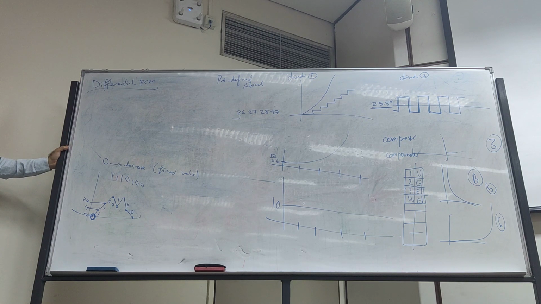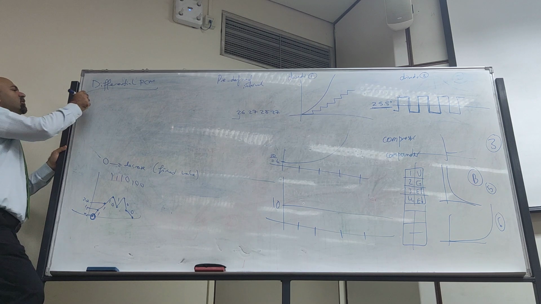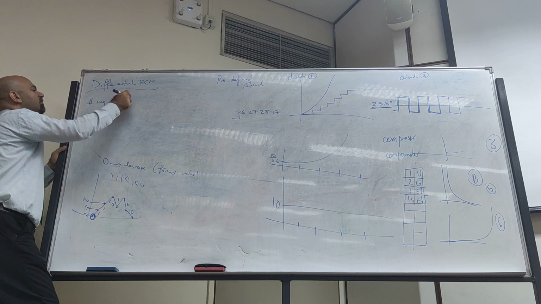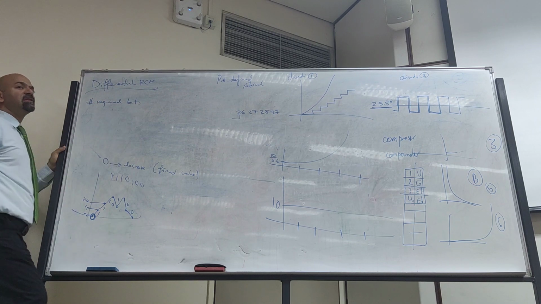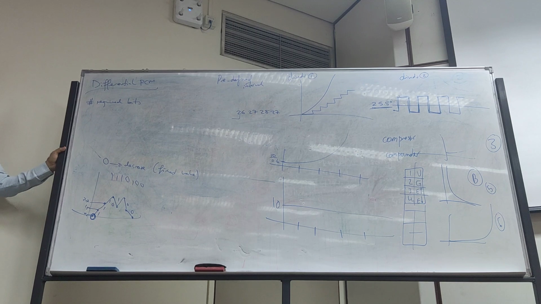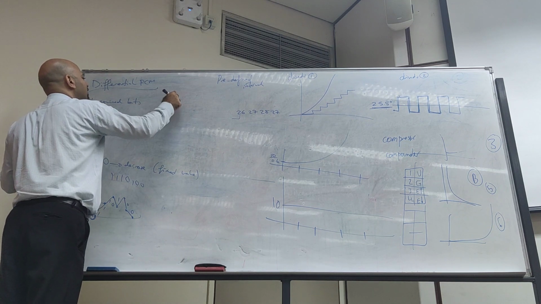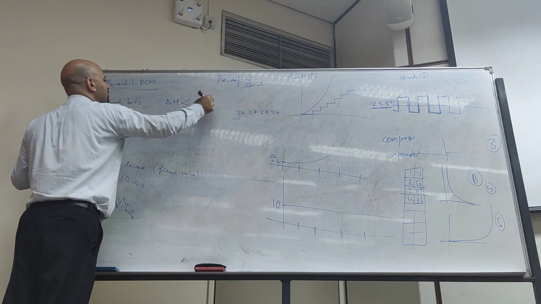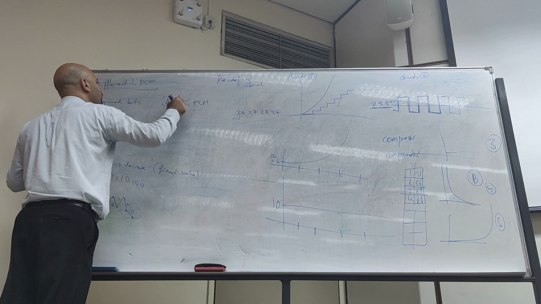So this is a new one, differential PCM. I want to compare PCM with delta modulation, and then I will motivate this one. In terms of the number of required bits, who is better, delta modulation or PCM? Delta modulation is much better. So delta modulation has fewer required bits than PCM. So delta modulation is the good one.